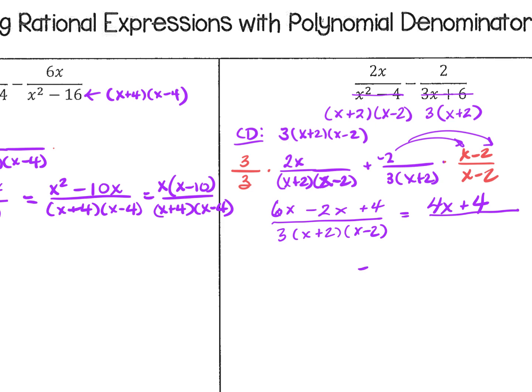Yep, and then I'm going to finish up by factoring that out to make sure. What can I pull out of both of those? So I have 4 times x plus 1. I'm just going to put that over there. And then, okay?